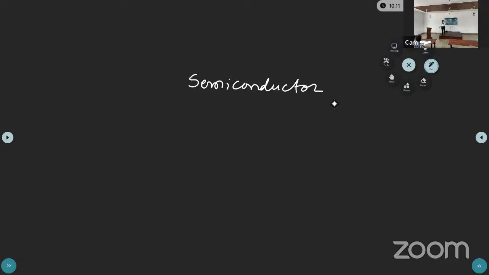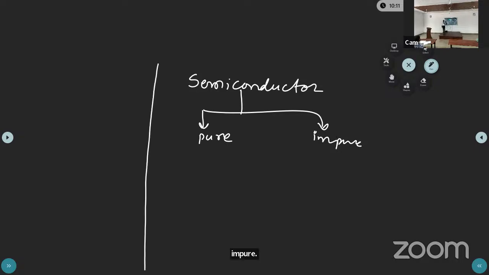Okay, the semiconductors. Basically the semiconductors are two types. One is pure and impure. Pure and impure. First, pure semiconductors and impure semiconductors. Before getting into this classification of pure and impure semiconductors, now the evolution of electronics.